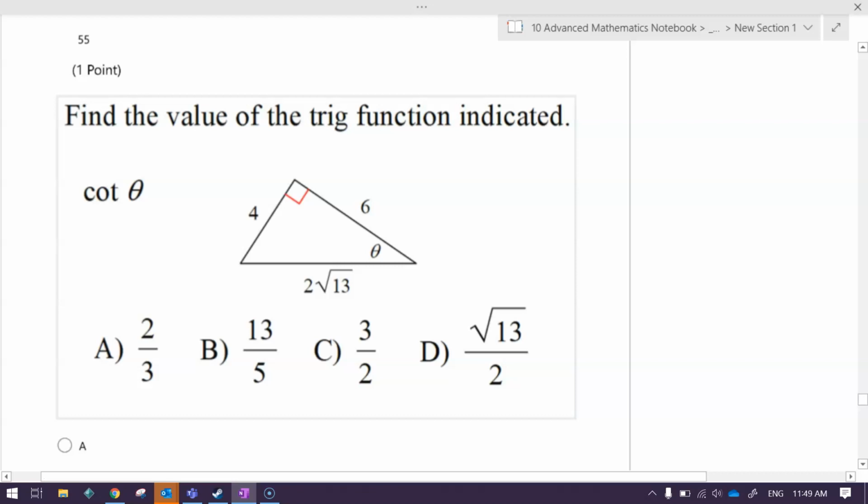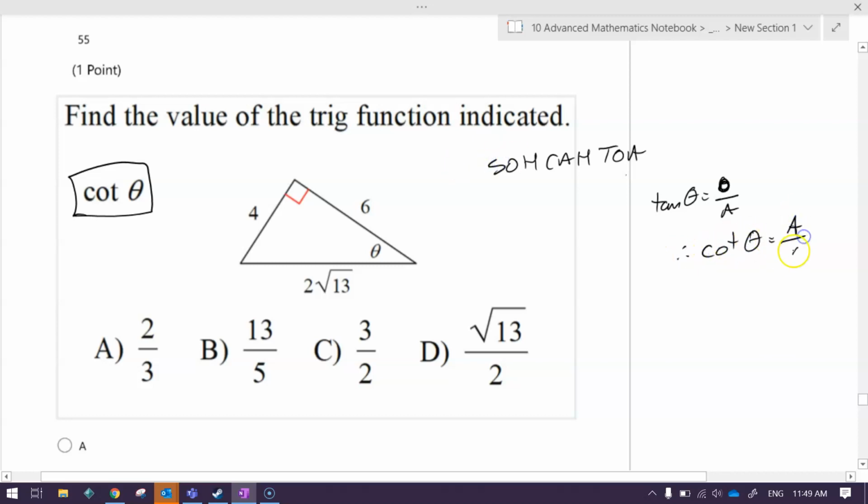Find the value of the trig function indicated. Cotangent. SOHCAHTOA. Cotangent is the reciprocal of tangent. If I know that tan theta is opposite over adjacent, cotangent of theta is adjacent divided by opposite. Opposite. Adjacent. Hypotenuse. Adjacent divided by opposite. 6 over 4 or 3 over 2.